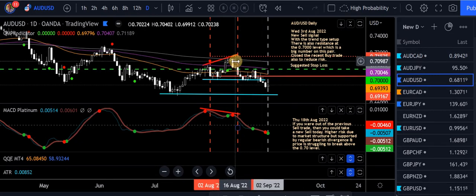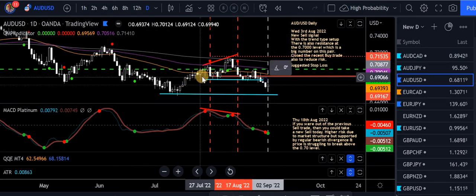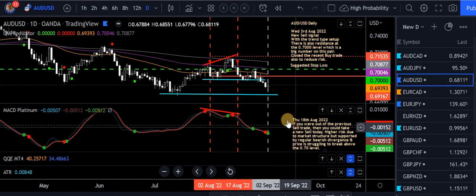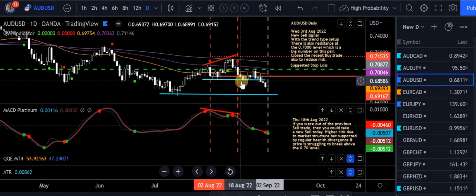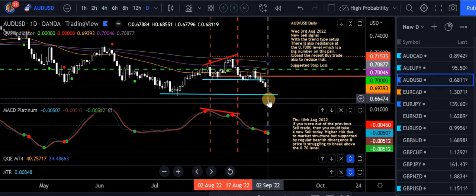So it's got up. I didn't call the exit of the trade. It didn't hit the stop. It came very close. Came down here, gave another sell signal, which you could have taken. So this is the trade I took, which was this one here. And this is the second one on the 18th. If you were out of the previous sell trade, you could take another sell there. Went against me a little bit, it's dropped down nicely.